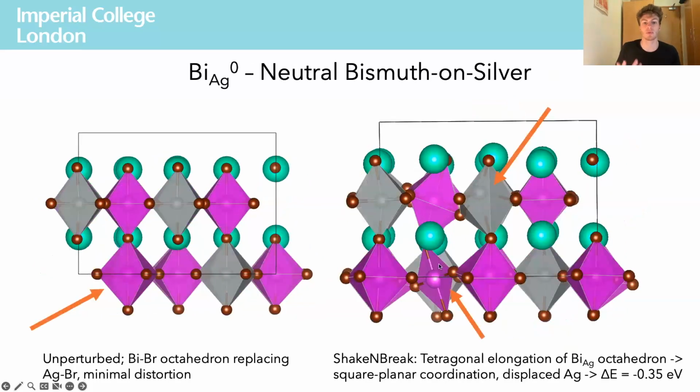So the last example for this material is the neutral bismuth on silver antisite. Here, our unperturbed structure gives us a relatively undistorted result with basically a straight swap of a bismuth with a silver in one of our octahedra. Instead, ShakeNBreak finds a tetragonal elongation of this octahedron, along with, again, a displacement of a neighboring silver ion, again, lowering the energy of this structure.